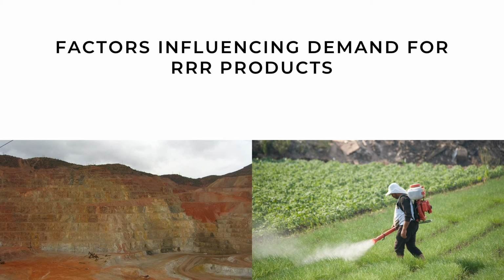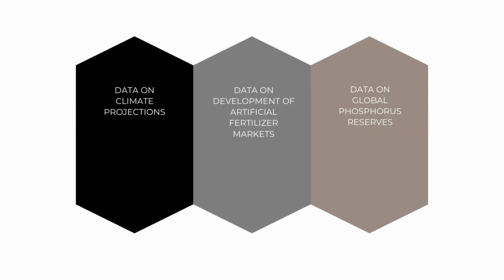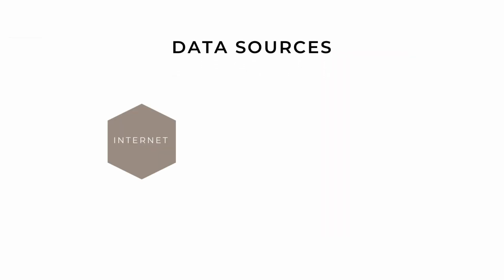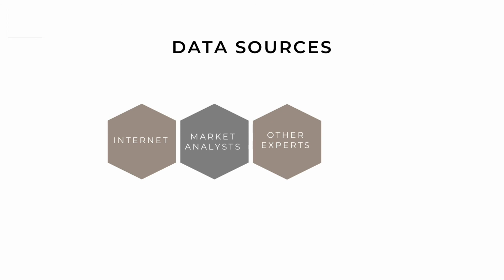So what we suggest is that instead of researching the dynamics of RRR markets, which is something difficult, you can also gather data on climate predictions for your target area or data on the development of artificial fertilizer markets or global phosphorus reserves, etc. Find the right things to look at. Now, this type of data should be readily available on the internet. But just like last week, you might not find all of the answers online. So to get data on market forecasts, you can also talk to market analysts or other experts. And I urge you, always use the opportunity to talk to your potential customers to get an understanding of their view on the market and market developments.